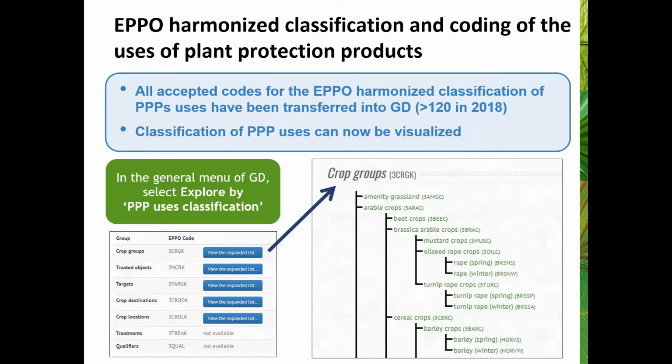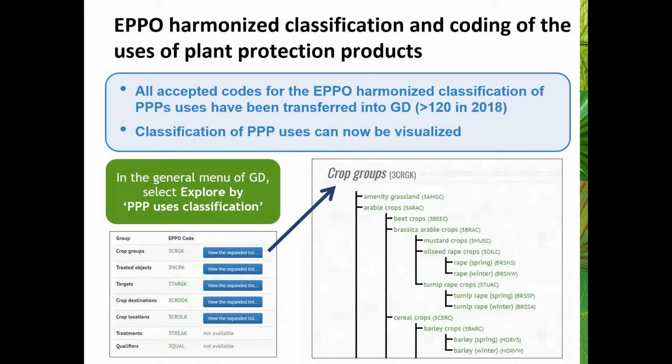Another improvement we could make last year and also at the beginning of next year is linked to the harmonized classification and coding of the use of plant protection products, which Valerio has just presented to you. So all the non-taxonomic codes that have been accepted by the EPPO panel and working party have all now been transferred into the EPPO Global Database.